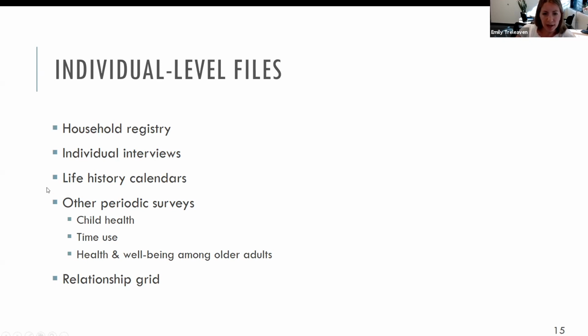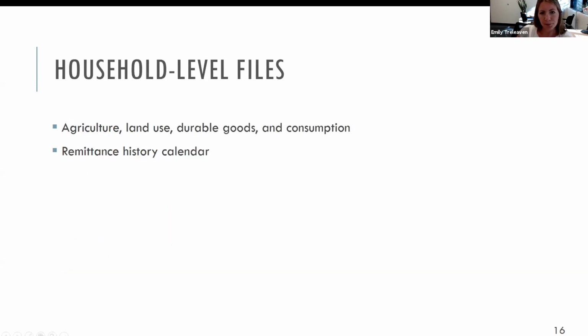The life history calendars, or retrospective event history calendars, were collected at the same time as the individual interviews and include information like work history. We've also done some other topical surveys over the course of the study for specific subpopulations, like child health, measuring health outcomes among all children under age 18. And we'll present on some of these in other webinars this year. Finally, the relationship grid maps how each individual in a household is related to each other. And we'll look at more detail on this in a moment.